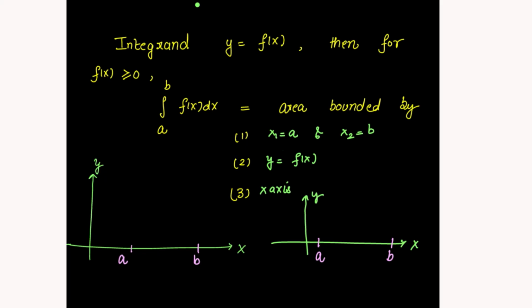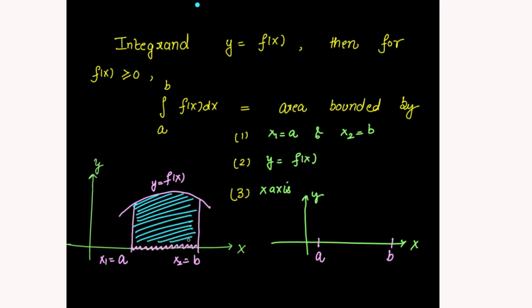So let's draw these curves. First is x1 equal to a. This is your point A. So x1 equal to a is a straight line. And taking x2 equal to b, another straight line. And suppose y equal to f(x) is a curve like this. And then this is your x-axis. Now this definite integral is equal to the area bounded by these curves, which means this area. And because it is above the x-axis, the area is positive.